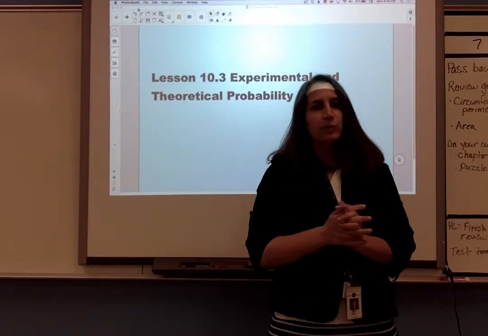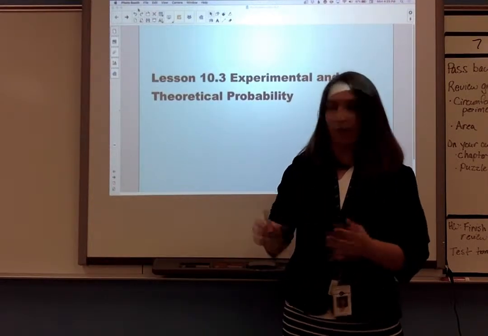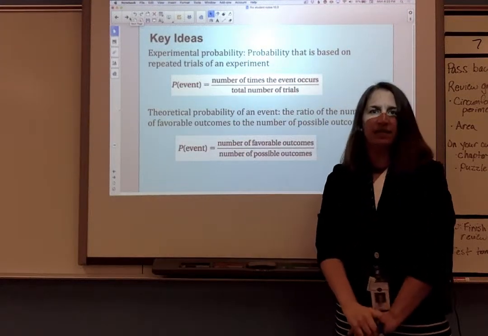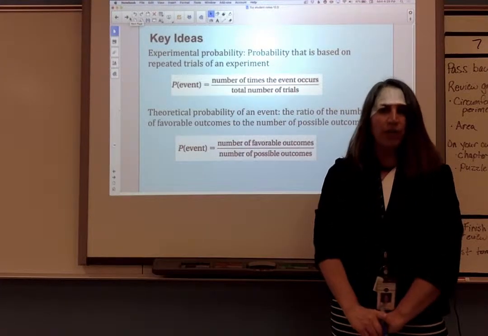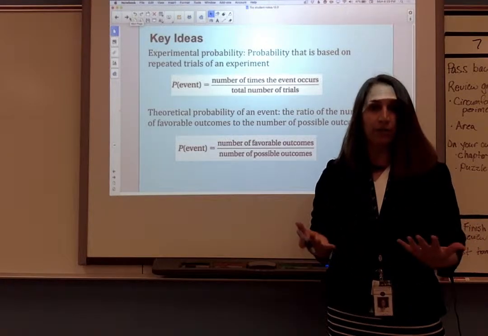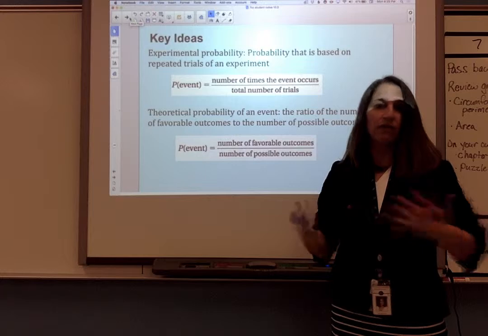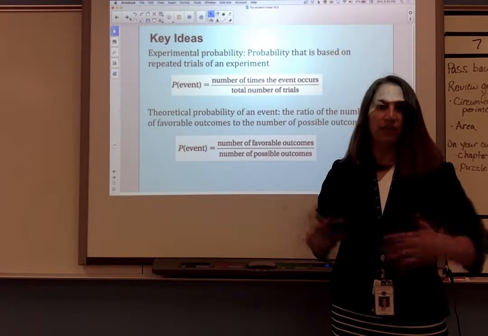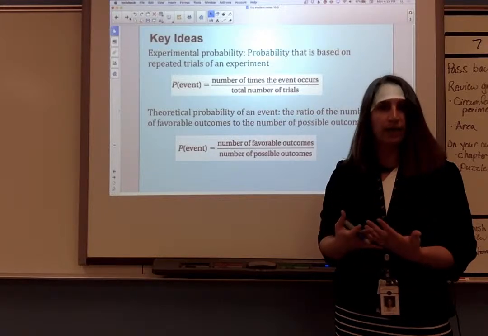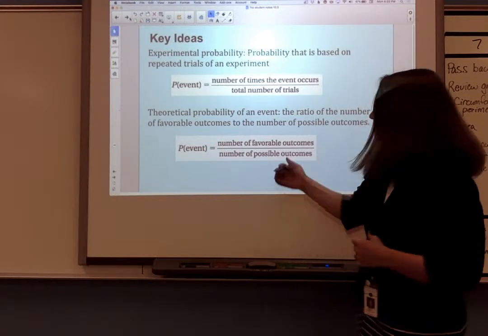Today's lesson is on experimental and theoretical probability. So we'll start with some key ideas. Experimental probability is probability that's based on an experiment. So if you have flipped a coin a certain number of times and you've counted how many times a certain outcome has happened, you can collect some experimental probability.